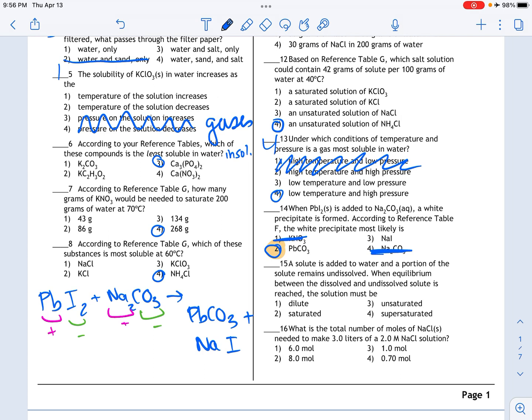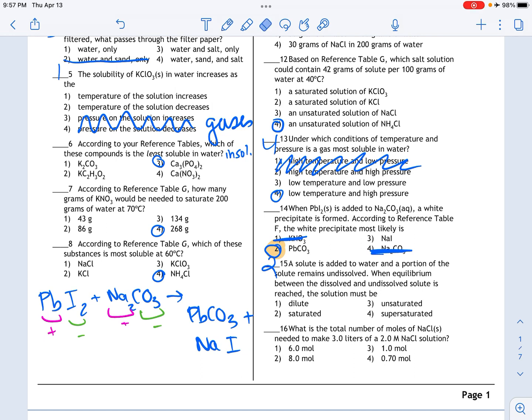A solute is added to water, and a portion of solute remains undissolved. When equilibrium is reached between the dissolved and the undissolved, that is called saturated. It's called solution equilibrium when you're saturated. No more can be added, and no more can be removed. Okay, now we have some math.